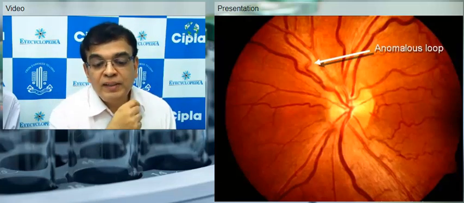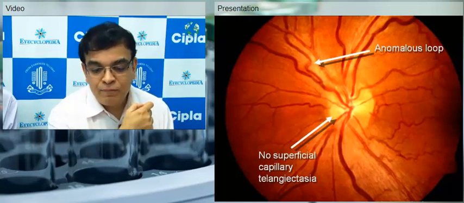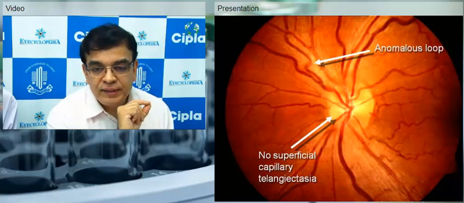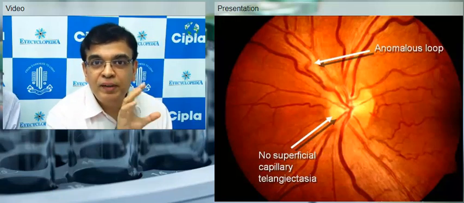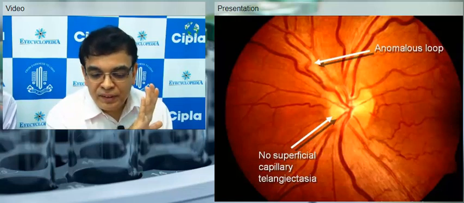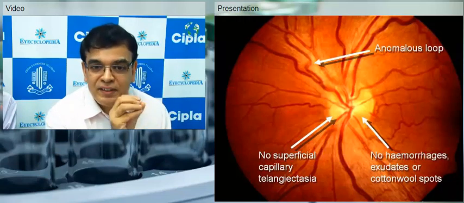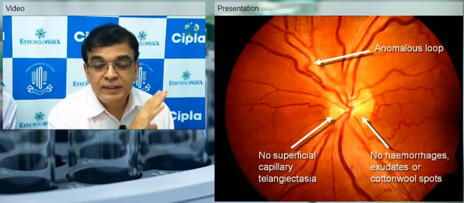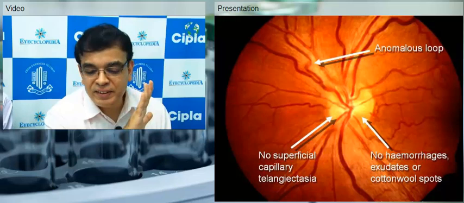And anomalous loops are sometimes associated with congenital discs as well. Look carefully at the surface of the disc. The surface of the disc normally has very fine capillary networks which will be visible if you look at it with, say, a 90 diopter lens. So in this case, for example, there's no superficial capillary telangiectasia or swelling of these surface network of vessels. The surface of the disc is absolutely clean of hemorrhages, exudates, cotton wool spots.